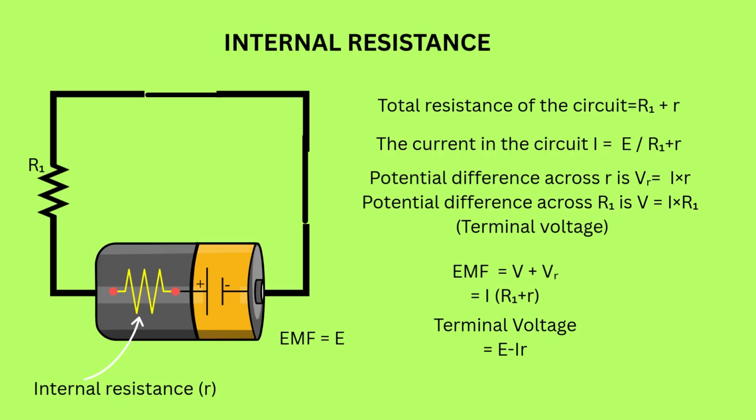Potential difference across internal resistance is I into R. Potential difference across external resistance is I into R1, which is also the terminal voltage. From this we can write EMF, electromotive force, equals terminal voltage plus the voltage drop across the battery's internal resistance. VR is the voltage drop across the internal resistance. So EMF equals V plus VR, which is equal to I into (R1 plus R). From these formulas we can derive terminal voltage as E minus IR.